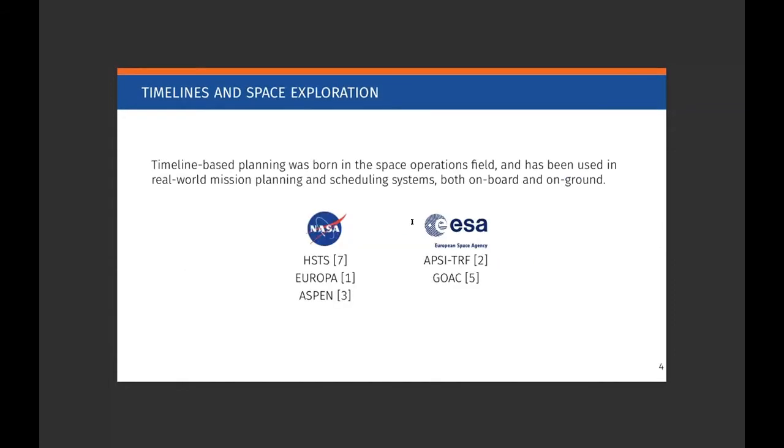So where does this approach come from? It comes from a number of applications developed mostly in the space sector. We have mostly work from NASA and the European Space Agency, working on the planning systems used to do onboard planning for the onboard autonomy of spacecrafts, and on-ground planning for short to long-term mission planning and scientific planning of the scientific activities of the spacecrafts. This is the kind of application that you can have in mind.